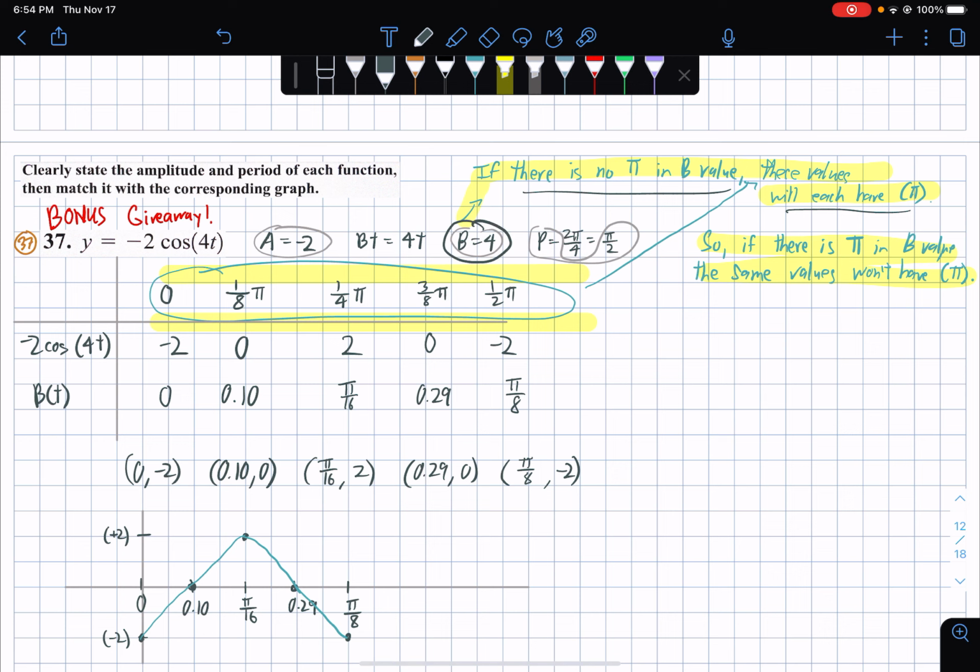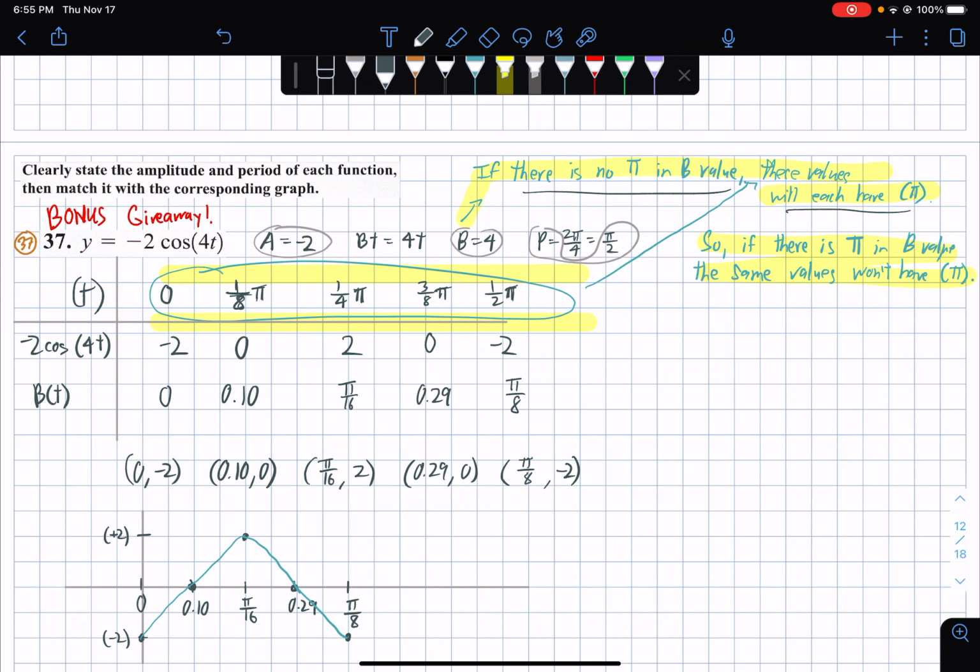Usually our b variable has pi, but if there's no pi, if it's just equivalent to an integer, regardless if it's positive or negative, that means the t variables will have pi multiplied to it. Of course, 0 times pi is still 0, so just write 0 anyway. But for the other variables that are not 0, whether positive or negative, you will multiply pi together with it.